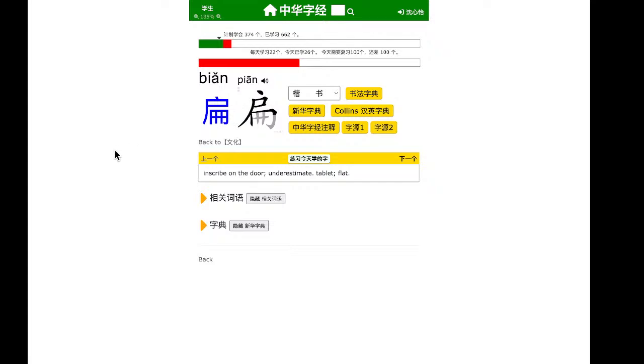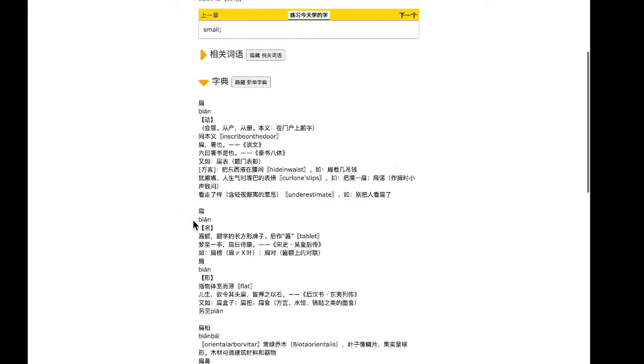匾. This 匾 means to inscribe on a door. It also refers to underestimating or devaluing something, or a flat tablet. A few kind of unrelated meanings. We've got an alternate reading 偏, which means small, but I think this is only specifically used mostly in a particular word.